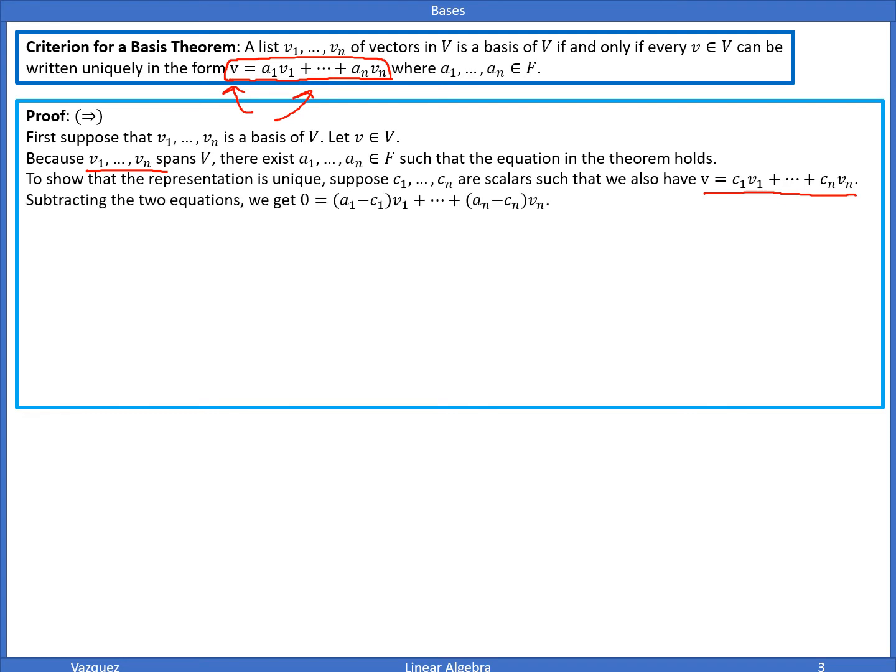So, subtracting the two equations, we'll get V minus V, which is 0. So here, V minus V, that's 0 right here. And then A1 minus C1, the scalars, all times V1, and so on and so forth, all the way to An minus Cn times Vn. I'm just going to erase this here so it doesn't block us. Well, that implies that Aj minus Cj for every j between 1 and n equals 0.